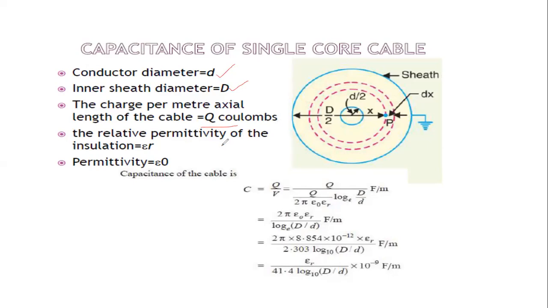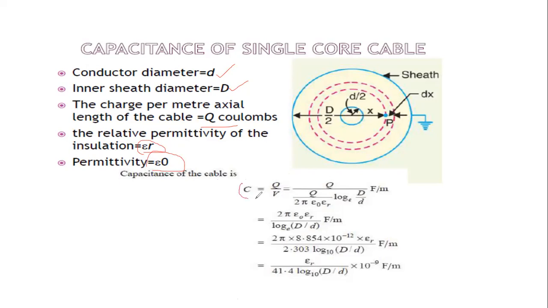Next, the relative permittivity of the insulation is epsilon r, and the permittivity of free space is epsilon naught. Now we calculate the capacitance of the single core cable. Small d is the diameter of the conductor, capital D is the inner sheath diameter, and Q is the charge in coulombs. Therefore, we calculate the capacitance value C.